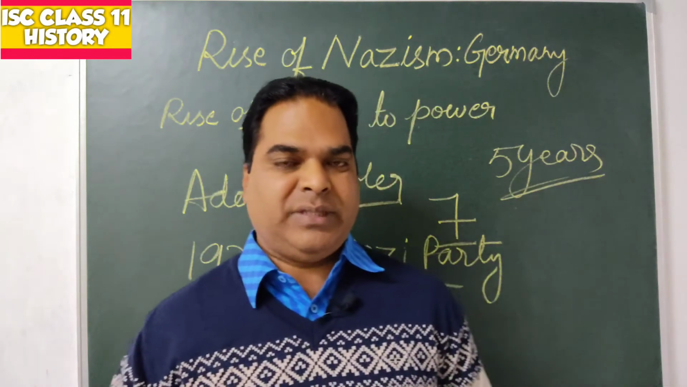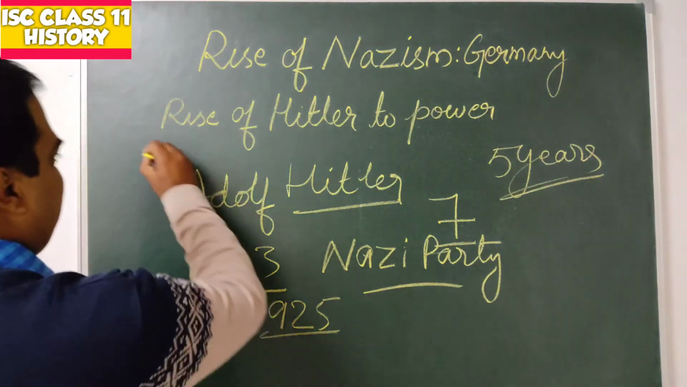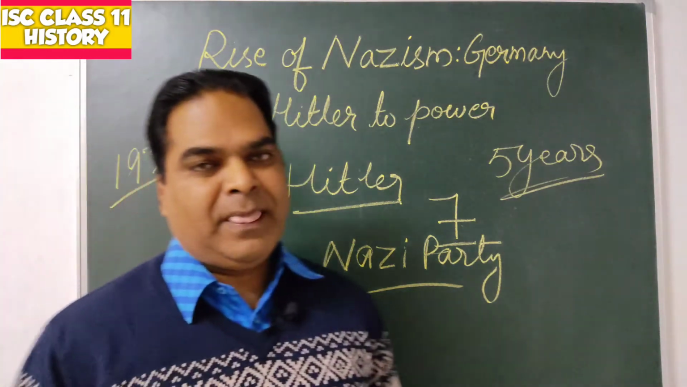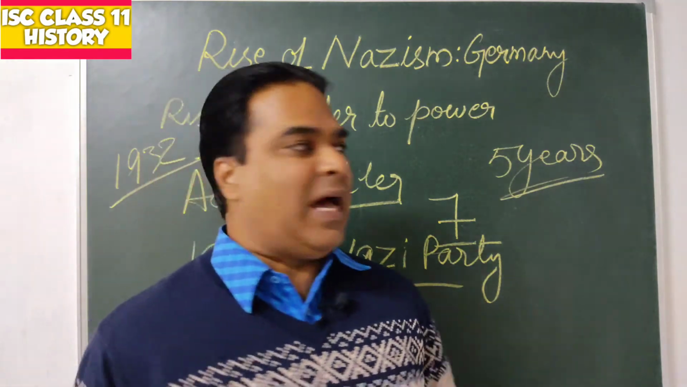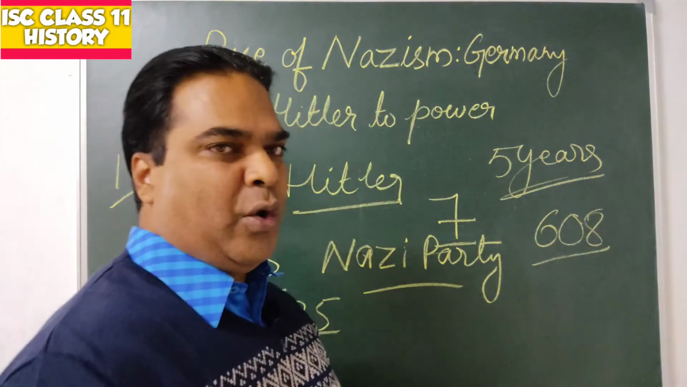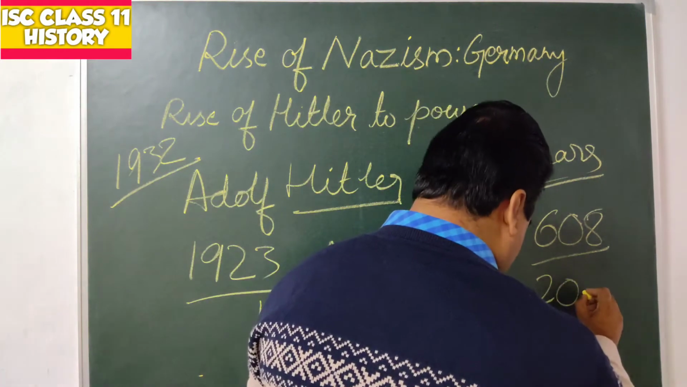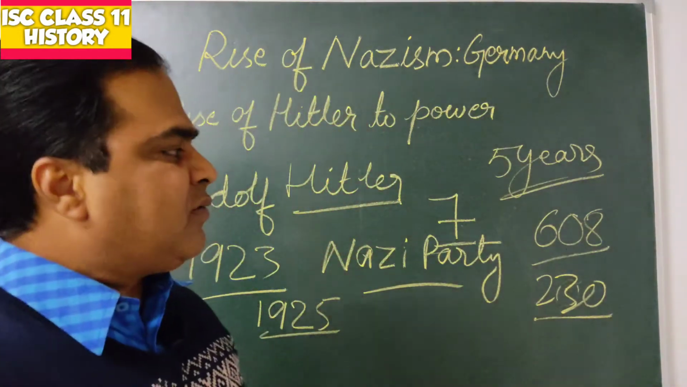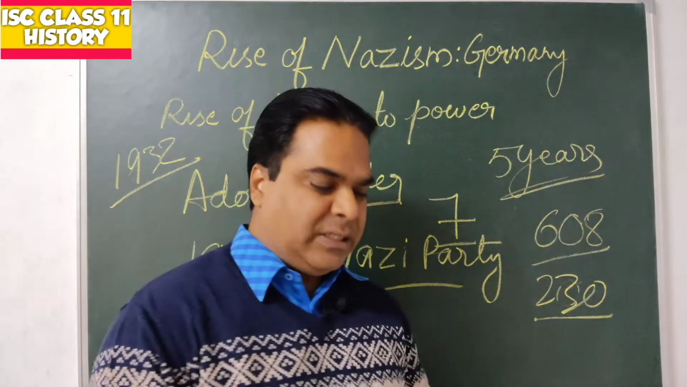The party was given recognition: yes, now you are a political party, now you can contest elections. So in 1932 an election was held, and Hitler contested it. Out of 608 seats in the Reichstag, which is the lower house, the Nazi party became successful in achieving how many seats? 230.